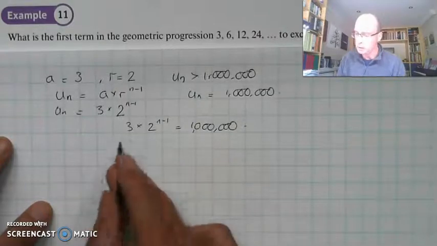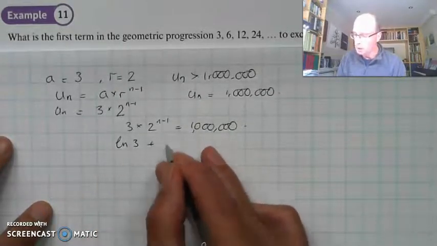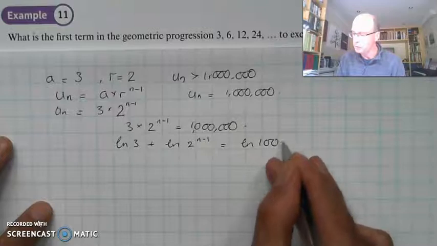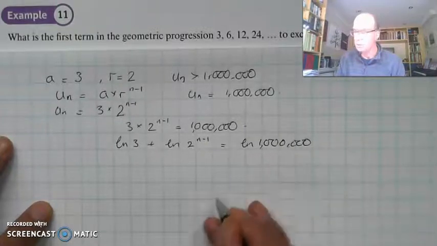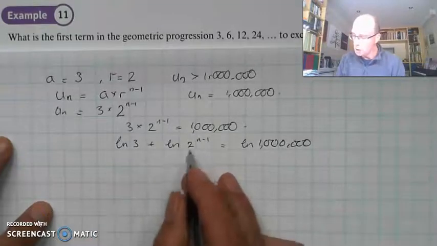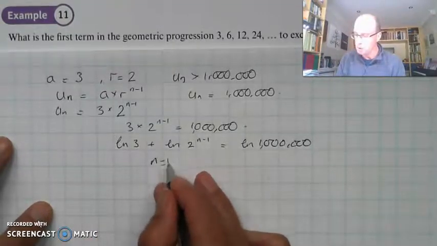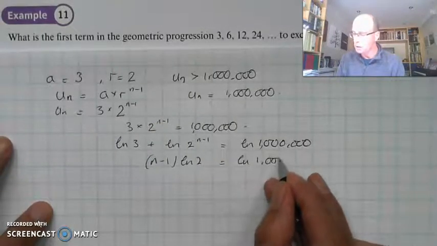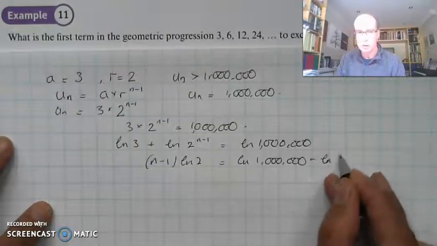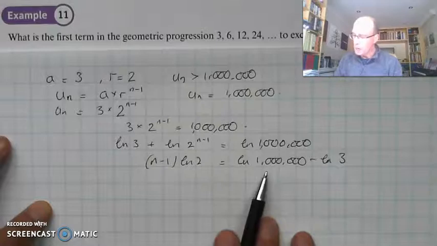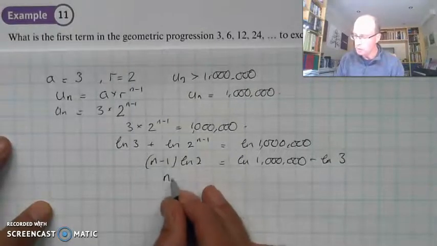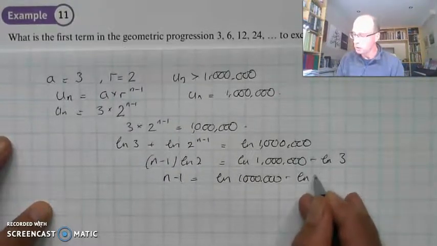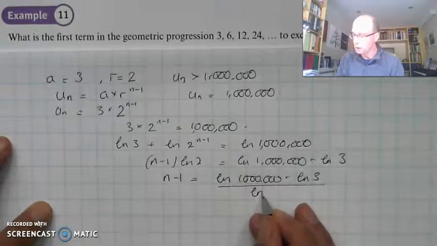So if I log both sides, I'm going to get log 3 plus log of 2 to the n minus 1 is going to give me log of 1,000,000. So log of 2 to the n minus 1, that's n minus 1 lots of log 2, and that's going to be equal to log of 1,000,000 minus log 3. So we're almost there. If we divide by log 2, we've got n minus 1 is equal to log of 1,000,000 minus log 3, all divided by log 2.